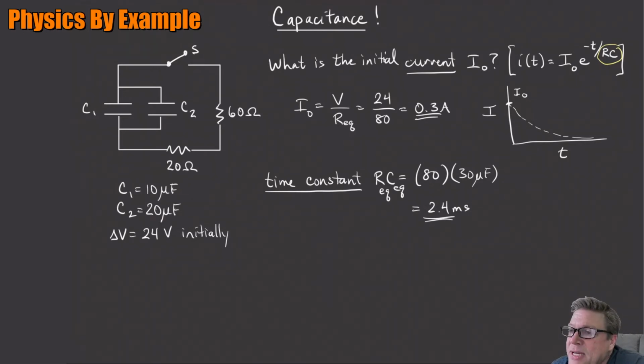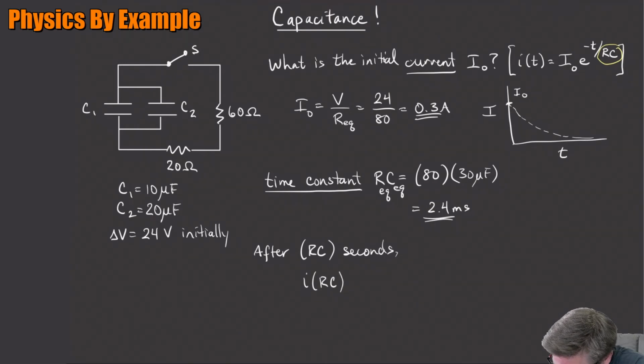What does the time constant mean? That means after RC seconds, suppose t is equal to RC, t on the top of that exponential, then the current at RC seconds is just going to be I naught times e to the minus 1, right? Because t is just equal to RC. e to the minus 1, that's just 1 over e. e is just a number. It's kind of like pi, except it's a different number, 2.718, whatever. But 1 over e is about 0.37.